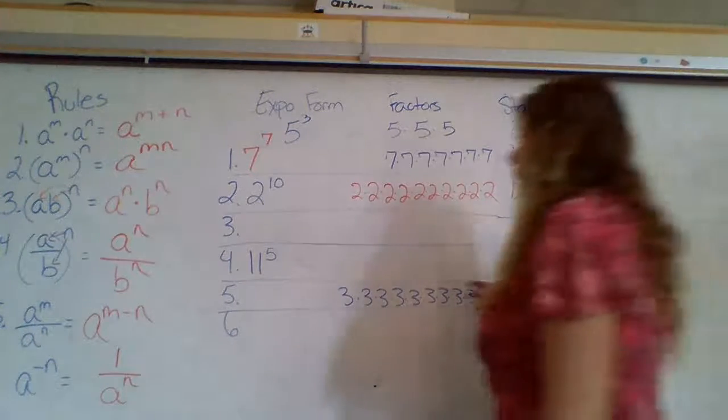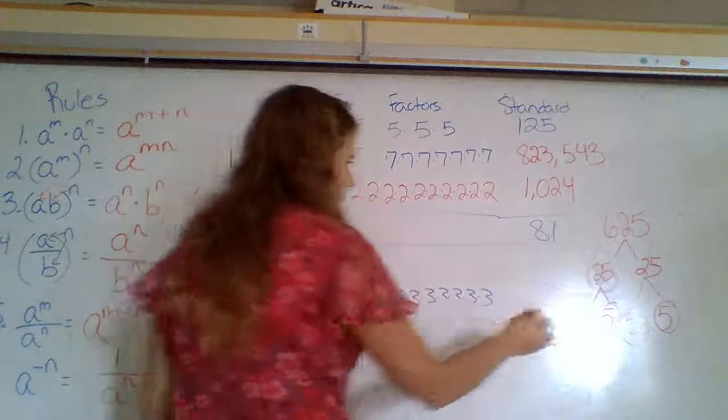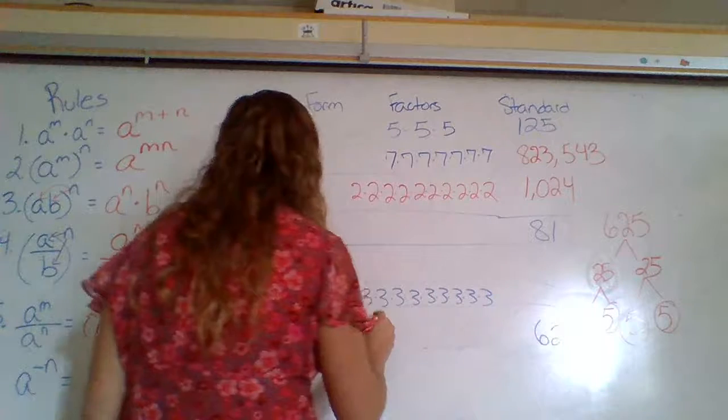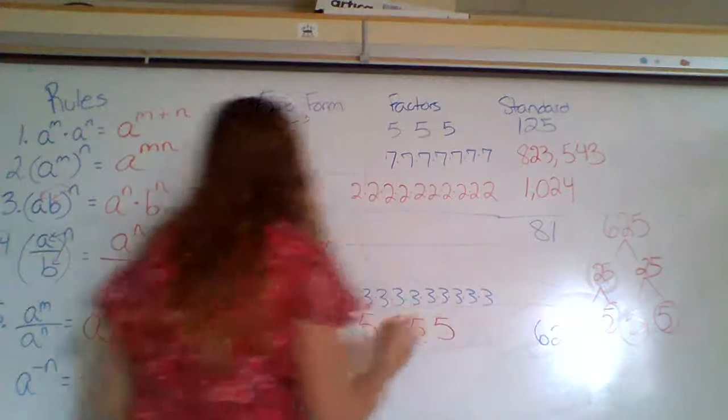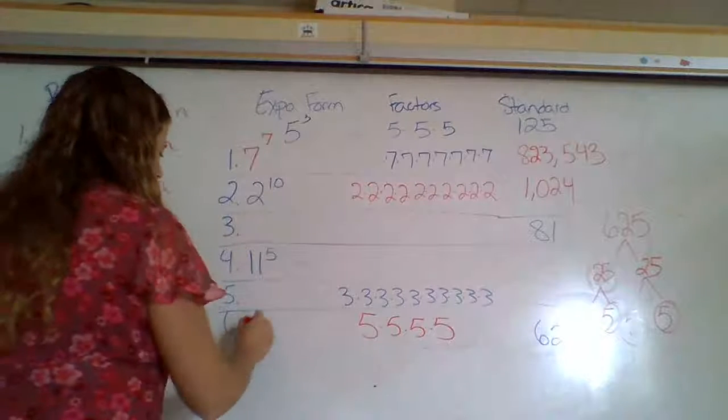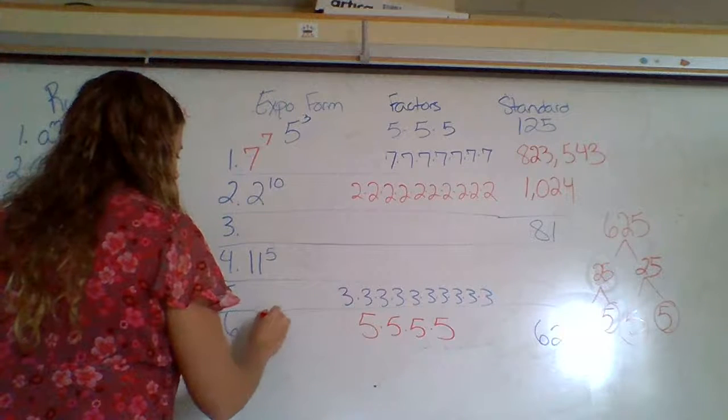So then you can go ahead and write out all of your prime factors. So I just have 4 5s. So 5, 5, 5, 5. And if you write that in exponent form, it is just 5 raised to the 4th power.